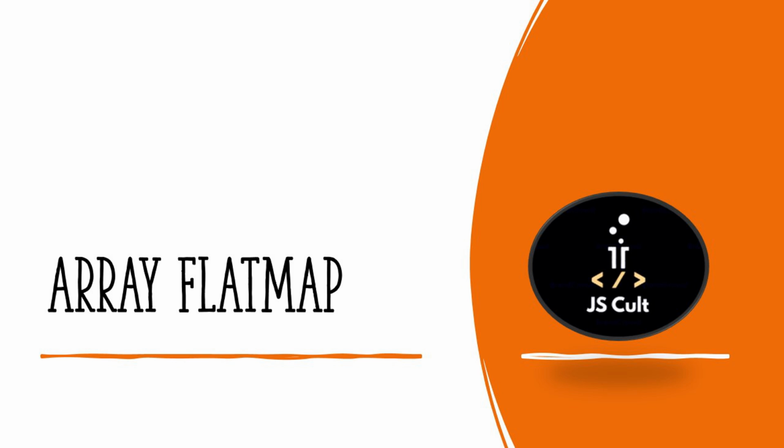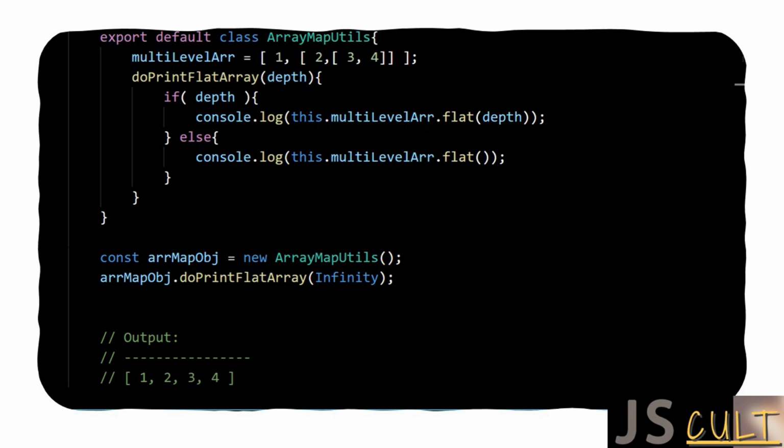When it comes to flattening an array, the array flat method does a pretty good job. It is capable of creating a new array with all subarray elements concatenated to it recursively up to the specified depth. If we don't pass any depth, the default value is 1. In this example, we passed Infinity as the depth value to recursively flatten the array of any depth. So all this is fine.